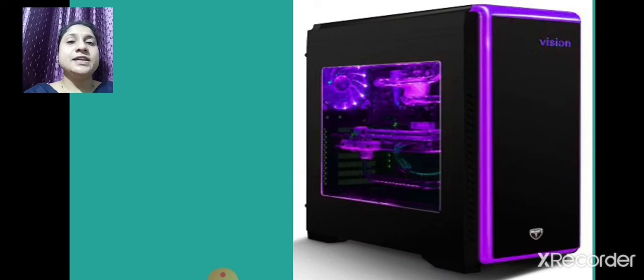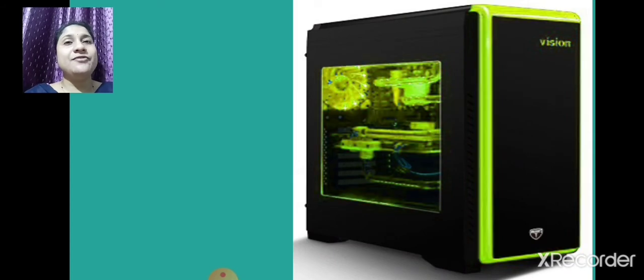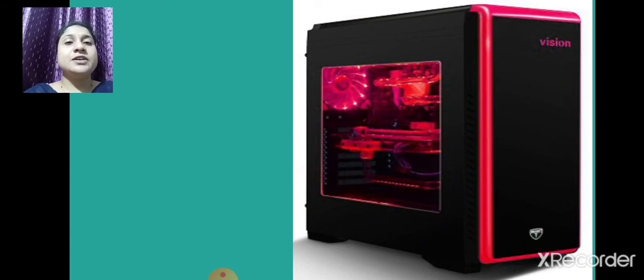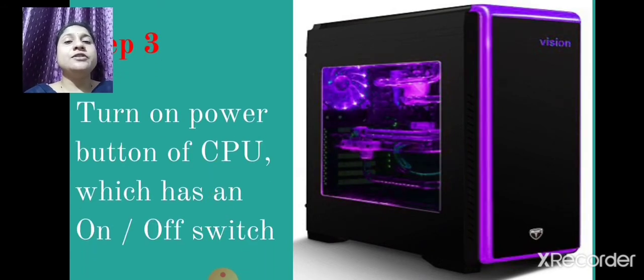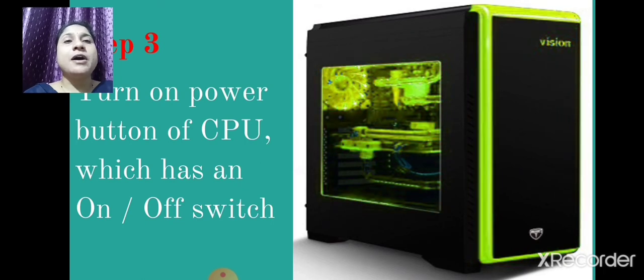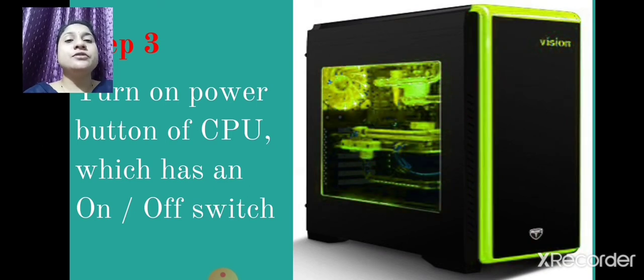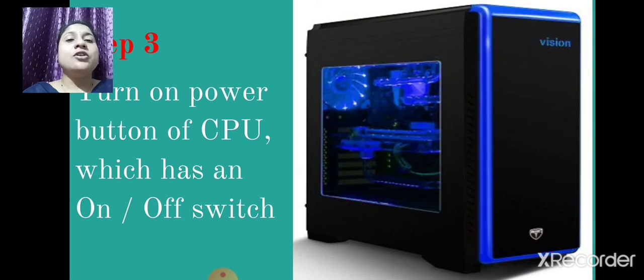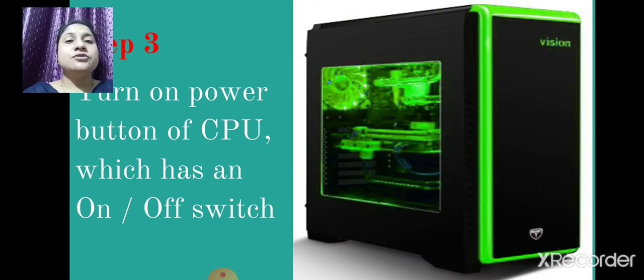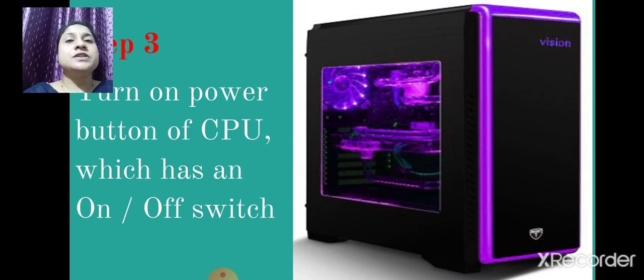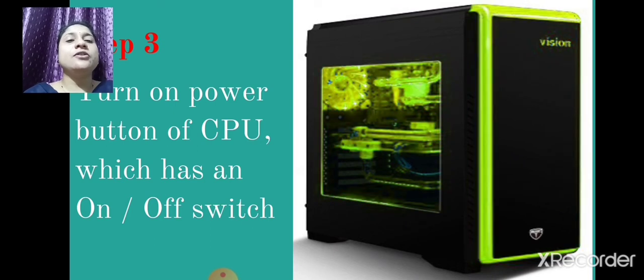Now see the third. All of you know this. Yes, this is a CPU, which is also called the brain of the computer. So your third step is to turn on the power button of the CPU. What is CPU? Central Processing Unit. So you have to turn on the switch button. Turn on the power button of the CPU, which has an on and off switch.